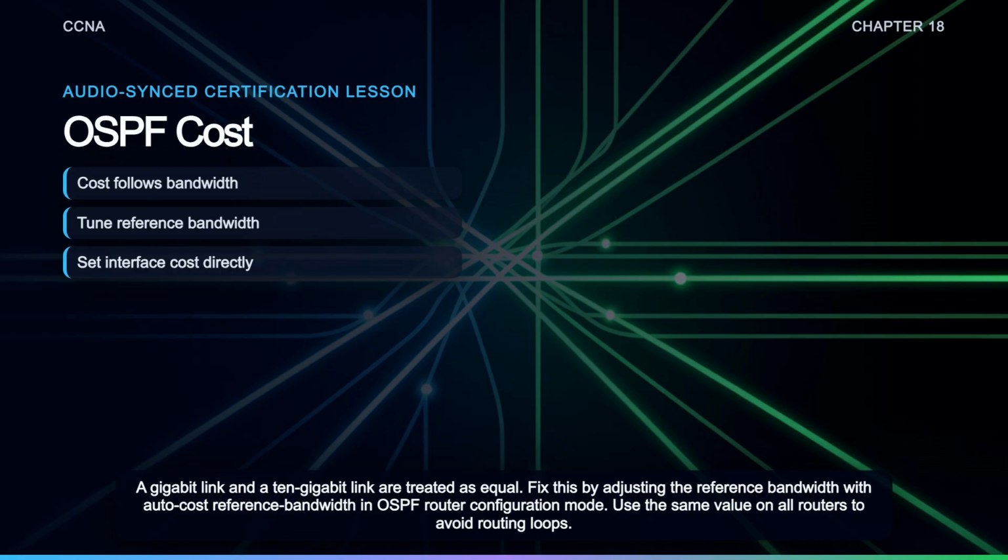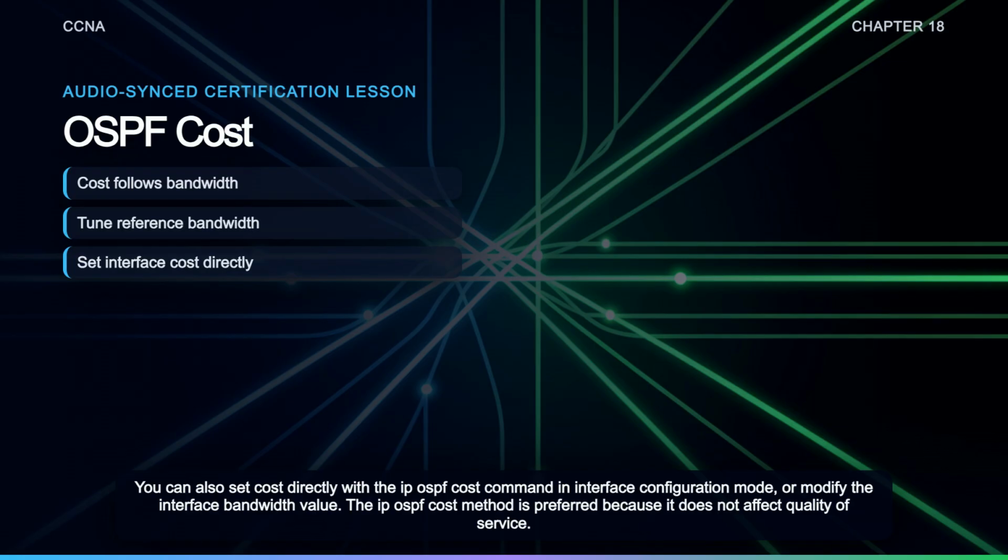Fix this by adjusting the reference bandwidth with auto-cost reference bandwidth in OSPF router configuration mode. Use the same value on all routers to avoid routing loops. You can also set cost directly with the IP OSPF cost command in interface configuration mode, or modify the interface bandwidth value. The IP OSPF cost method is preferred because it does not affect quality of service.